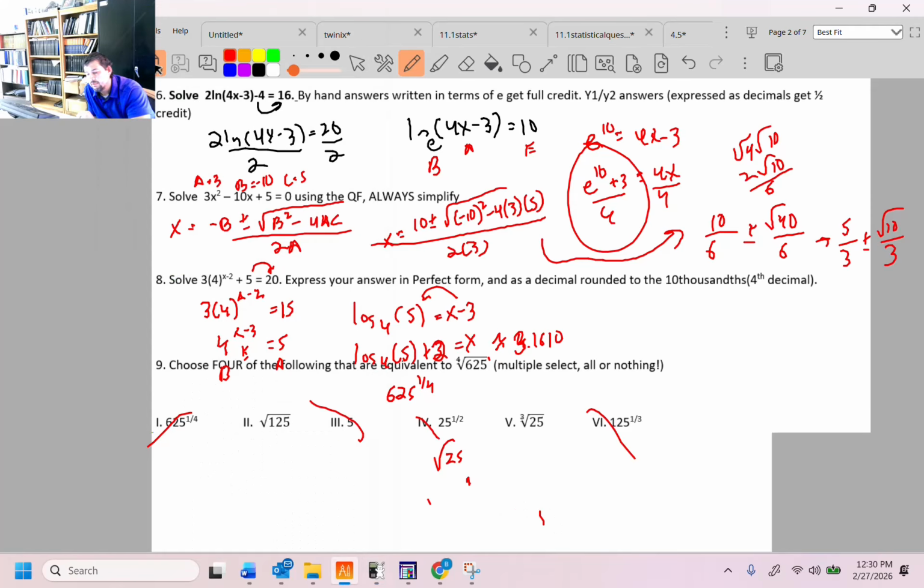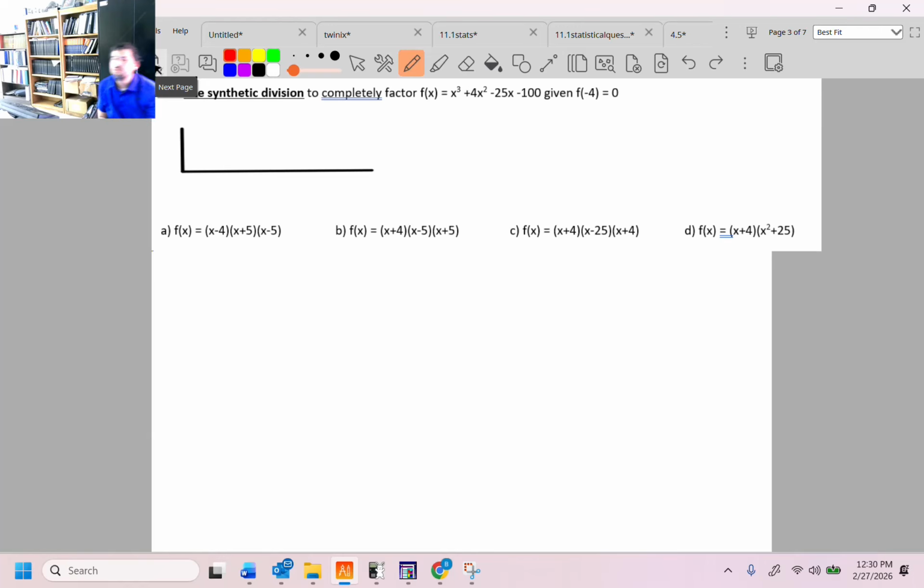There you go. Moving on to 10, use synthetic division to completely factor. Now, first off, this says x is -4, which means x plus 4 is a factor. Oh, so many of y'all picked A. A was not even on the menu, bruh. It's a -4 out front. A couple of y'all made that +4.